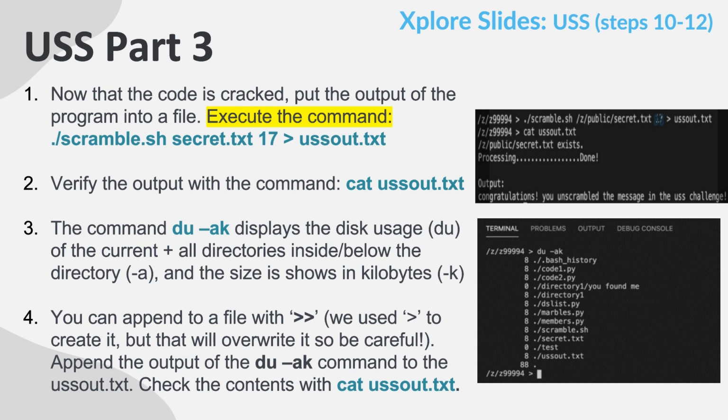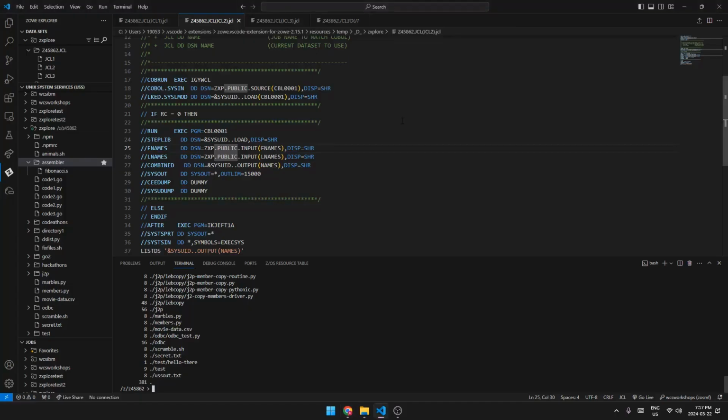What we want to do is append to the file. Appending means just adding on to the end of something. So we're going to actually append. I want you guys to try this yourself, obviously, but if you can't get it, that's okay. We'll just append it. We're going to append disk usage with the same parameters that we gave it, double pointer to ussout.txt. And then let's cat it again just to make sure that it's working.